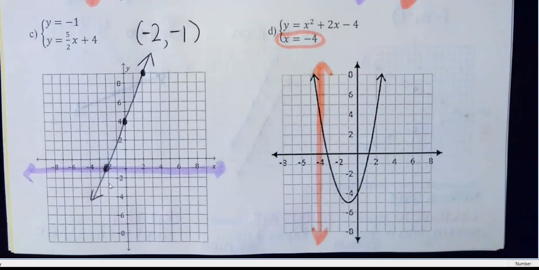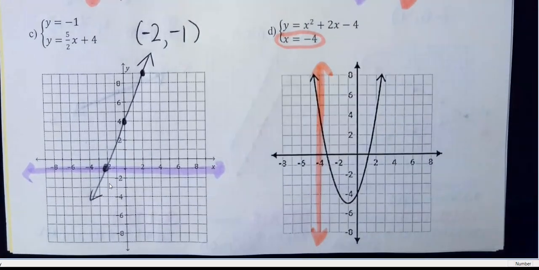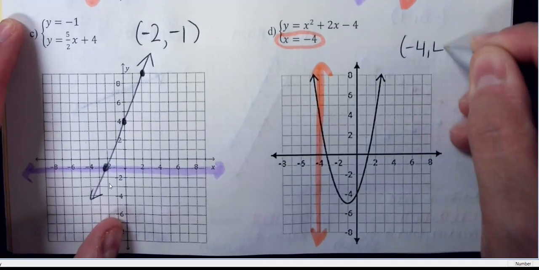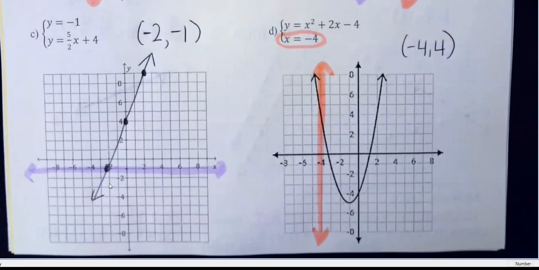What would you guys say is the solution, if there is one, for this last one? What'd you put? -4, 4. Okay. Is anybody having a question?